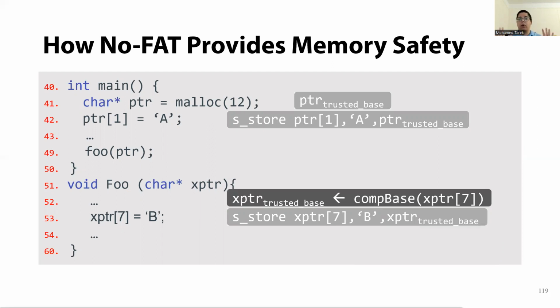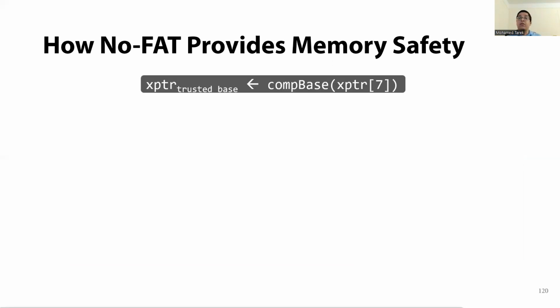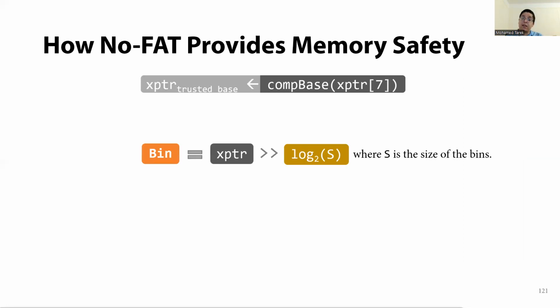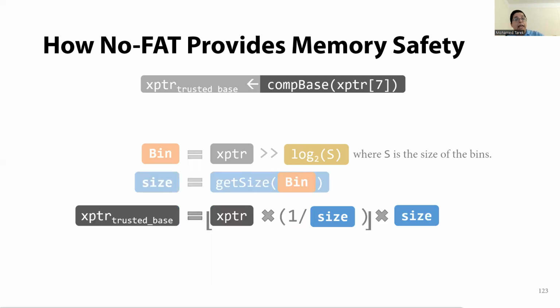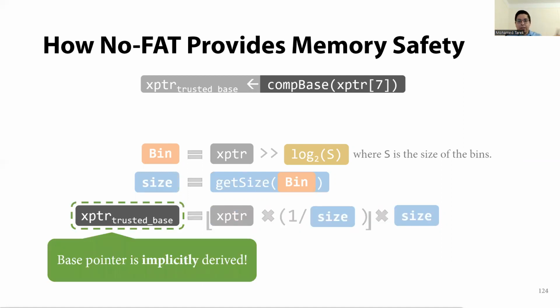Instead, we just recompute it using a comp base instruction. This instruction takes advantage of the binning memory allocators as follows. First, it gets the region of the pointer using a simple shift operation. Then it retrieves the region size from the binning allocator metadata. Finally, it computes the base by multiplying the pointer by the inverse of the size, rounding it down, and multiplying the outcome by the size again to get rid of the remainder. Now we have our new base address without passing any explicit operands between functions.